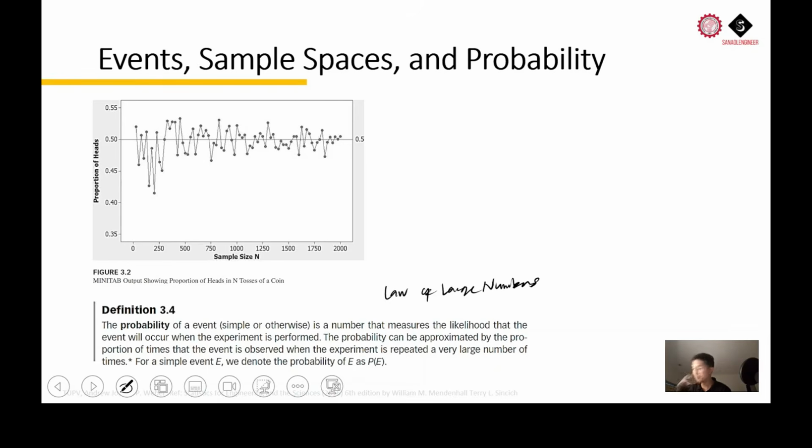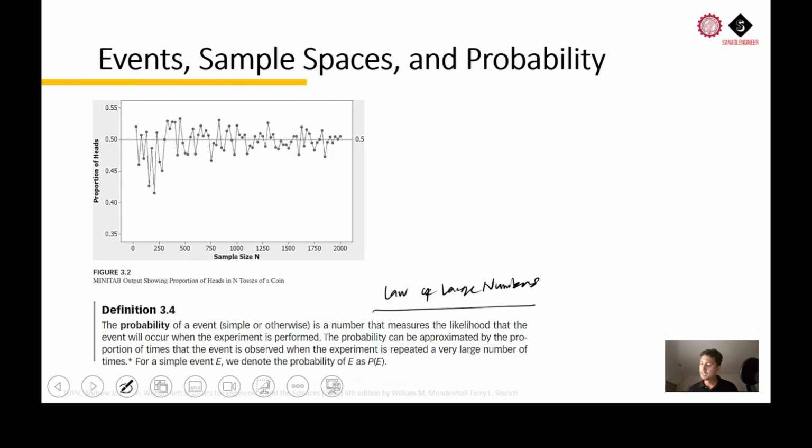Of course, when you toss a coin, it doesn't mean that, for example, when you toss 5 times or 10 times, it has to be 50-50. There will be counts of 5, or 4, 6, and so on. But what we mean is that we believe that to be true because we are basing it on the law of large numbers.